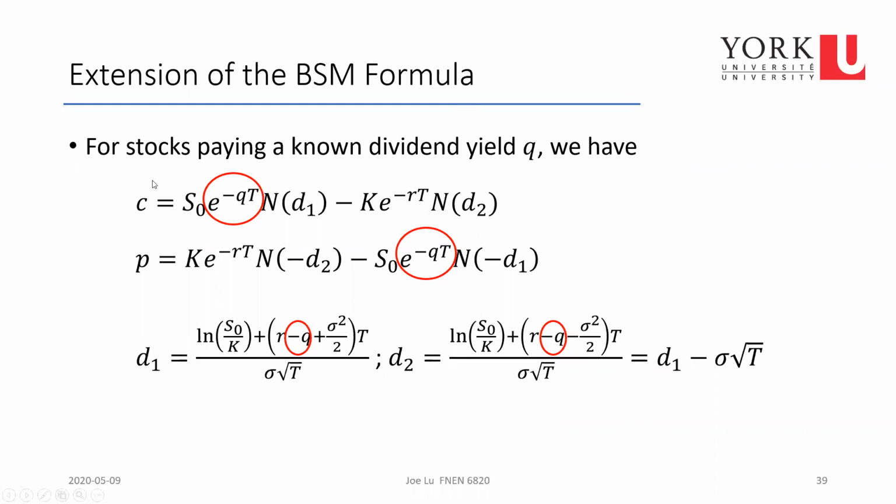So suppose the stock is paying a dividend at the rate of q continuously, then the call and the put formula under the Black-Scholes-Merton framework will be adjusted with, instead of S naught, we'll have S naught times e to the power minus qT. Same thing here for the put, and also for d1 and d2, you have a minus q term here as well. Now let's see why that is the case.